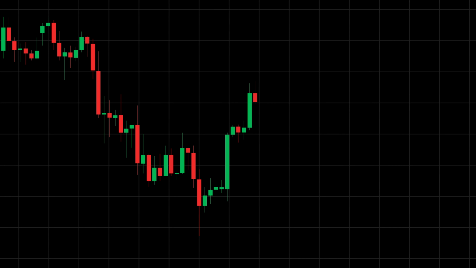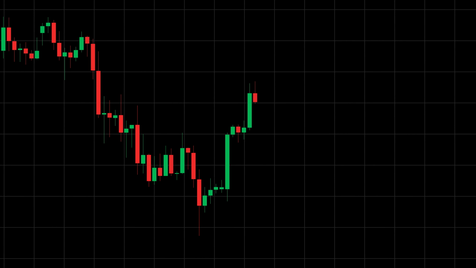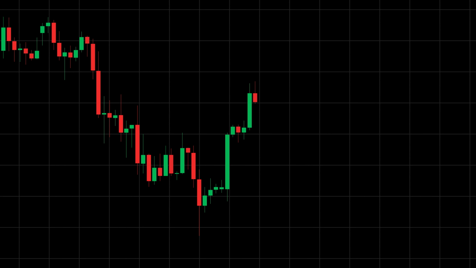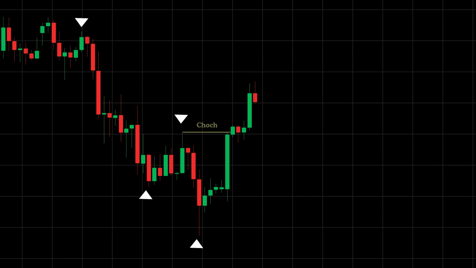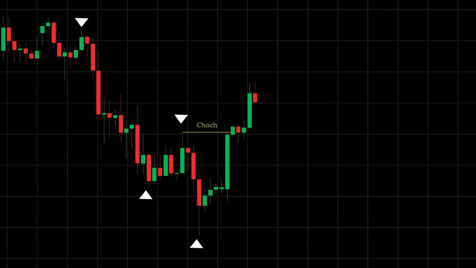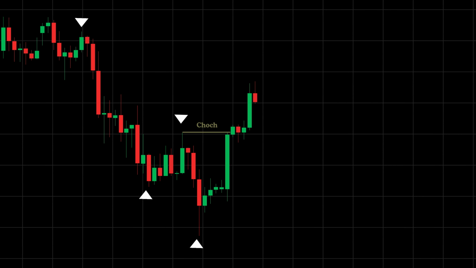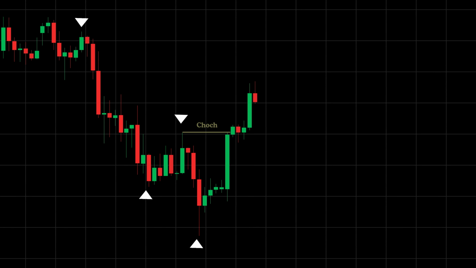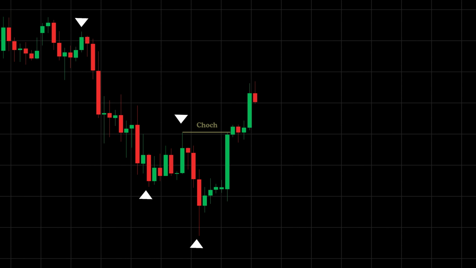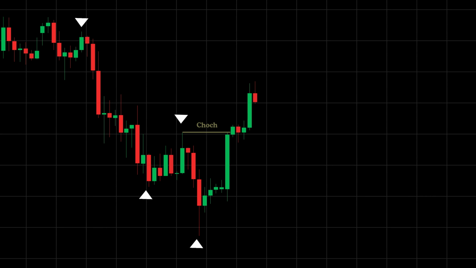Here we have the euro-dollar on the 1-hour chart. Recent price action shows the market was in a long-term downtrend until it shifted direction by breaking above this protected low. This change of character signals that demand is now in control and suggests a possible reversal with the beginning of a new uptrend. Since the higher time frame direction is bullish, we are only interested in buy setups.